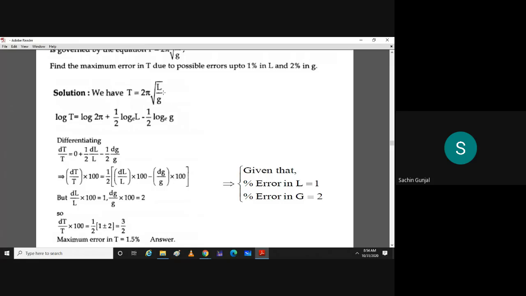Now, whenever your formula is in terms of multiplication or division of terms or variables, you apply log on both sides and separate out the terms. Okay.